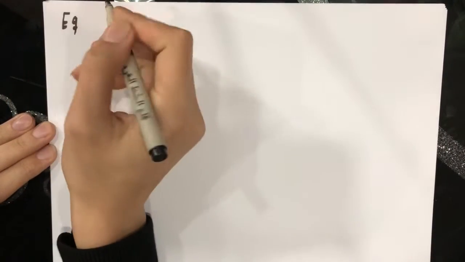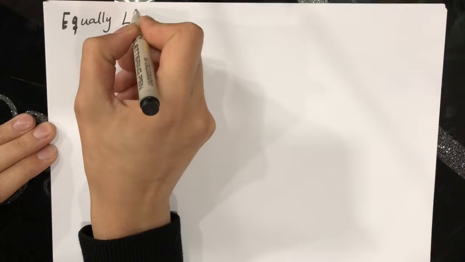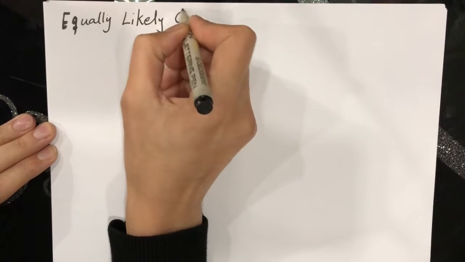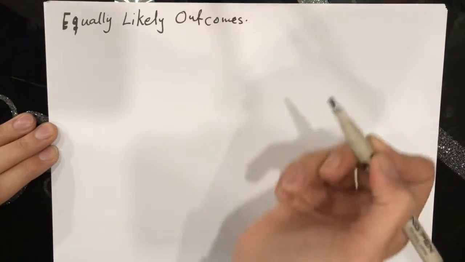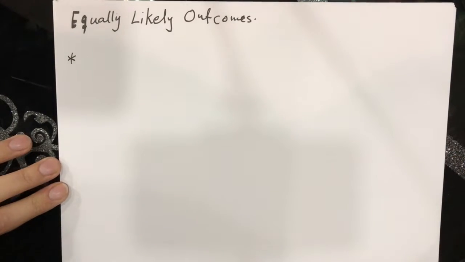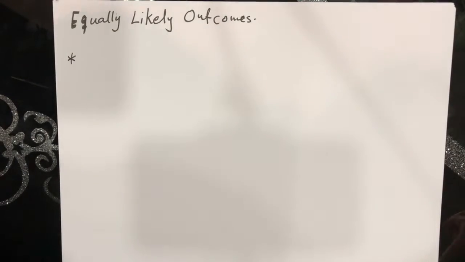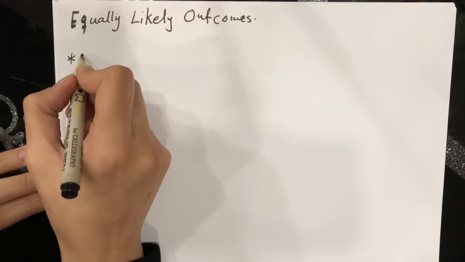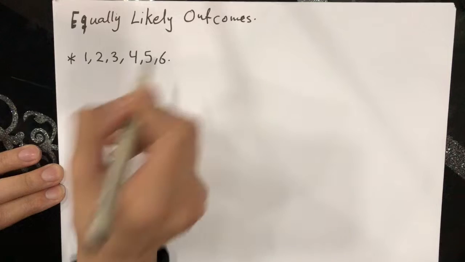Today we are talking about equally likely outcomes. Now, what does that mean exactly? Let's take a look at the following example. Let's say I have a dice and I am throwing this dice. This dice is fair. Now, a dice has 6 possible outcomes. The only outcomes that can come out are the numbers 1, 2, 3, 4, 5, and 6.